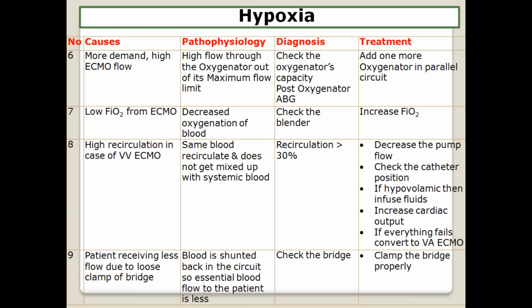High recirculation in case of VV ECMO, and the patient is receiving less flow due to a loose clamp on the bridge. That is possible when your flow is okay and you have started, but you have kept the bridge in and somebody opens the bridge. Then what will happen? Some amount of blood passes through the bridge, so that is not coming into the circulation.